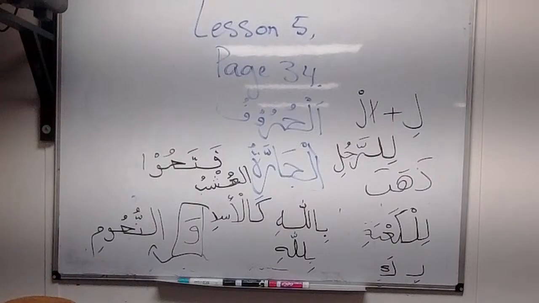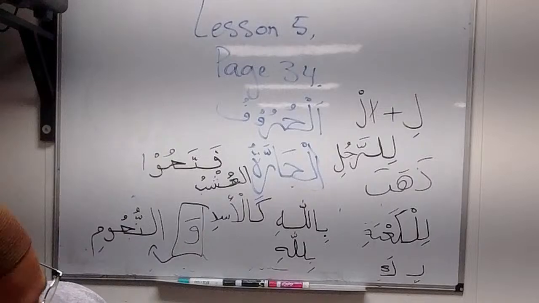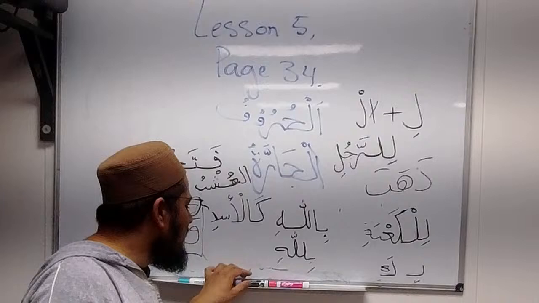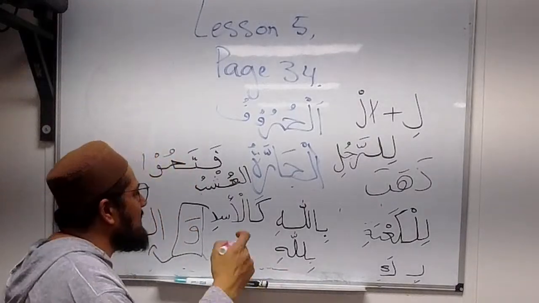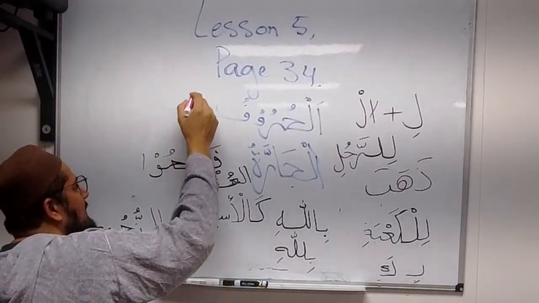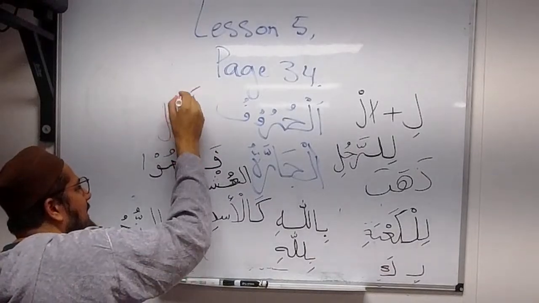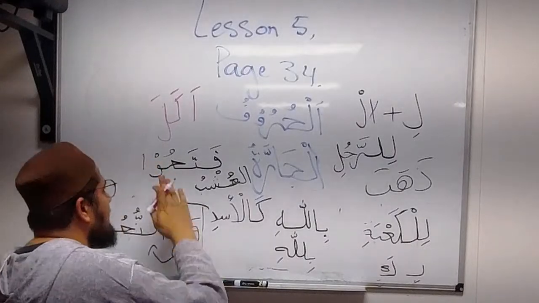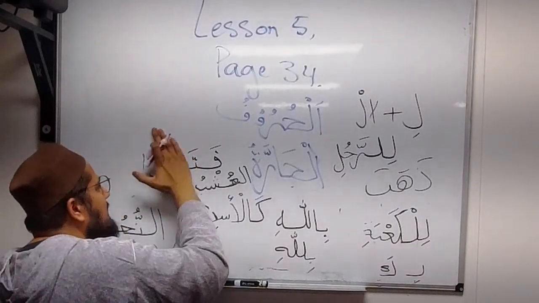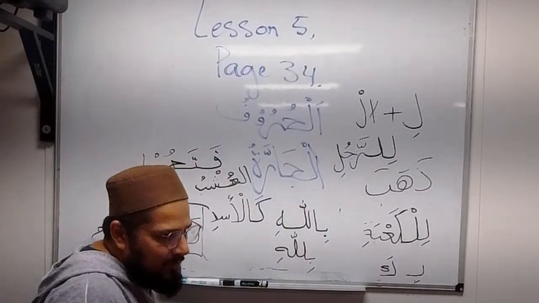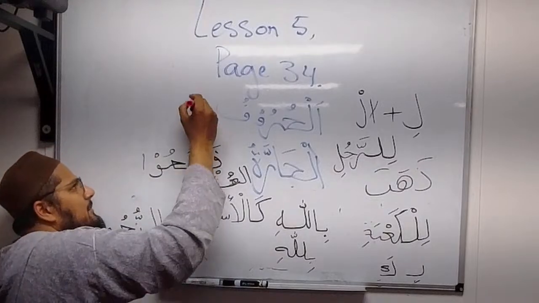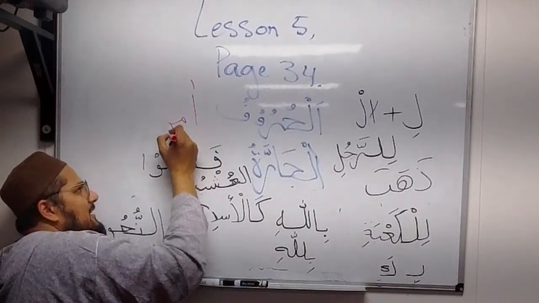Let's try number 7. Number 7 has a weird verb. I call it a weird verb because the verbs we've learned so far are composed, in their basic form, of 3 letters, like akala, which means he ate. Now this is just an example of an advanced verb. This advanced verb looks like this.